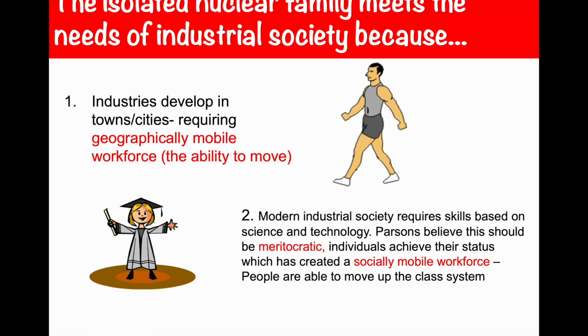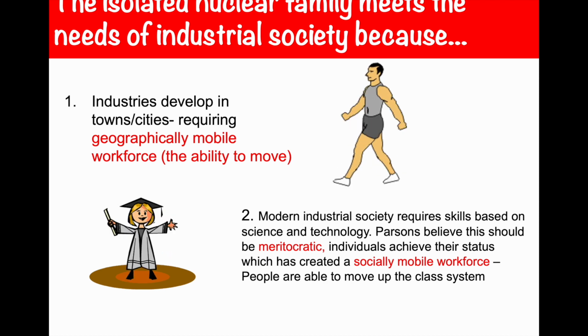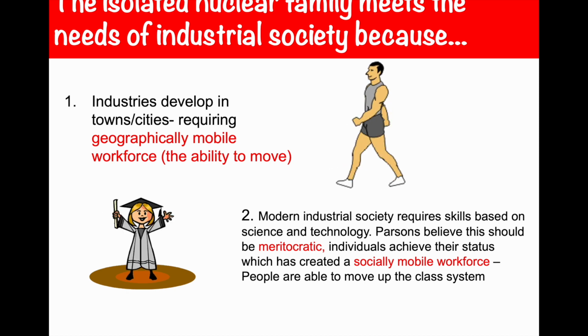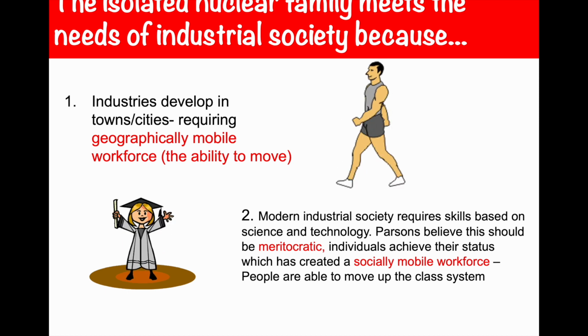Why does the nuclear family fit in industrial society? It's because it's geographically mobile. So the nuclear family is generally smaller than the extended family, and therefore it's easier to move around and to move from place to place to get a job and things like that.